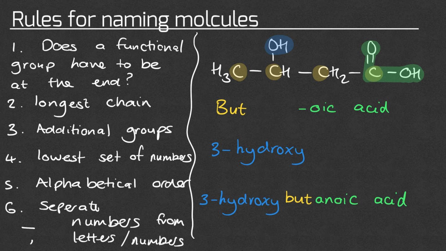The name of this molecule is therefore 3-hydroxybutanoic acid. Like the example we looked at a moment ago, we've got a prefix, the stem, and the suffix. So there's only one order we can put these in: prefix, stem, then suffix. So it's called 3-hydroxybutanoic acid.